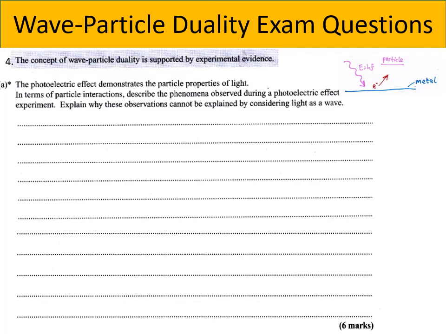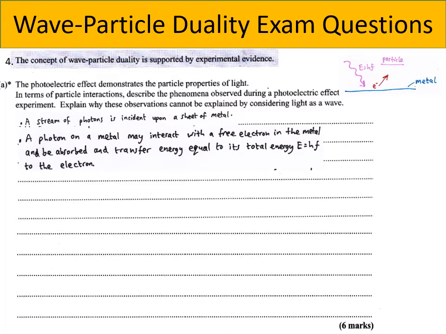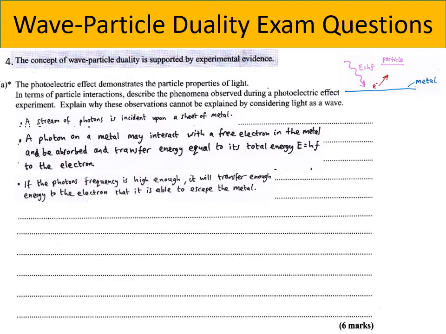So let's try and describe this in bullet points. We have a stream of photons incident upon a sheet of metal. A photon incident on a metal may interact with a free electron in the metal and be absorbed and transfer energy equal to its total energy, E is equal to hf, to that electron. Then, if the photon's frequency is high enough, i.e. above the threshold frequency, it will transfer enough energy to the electron that it is able to escape the metal. And this is what we call the photoelectric effect.